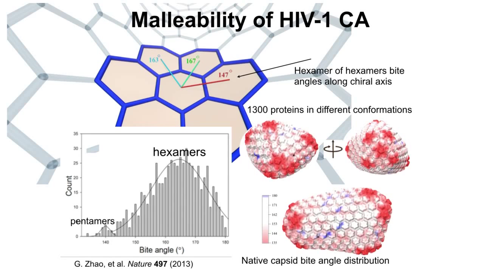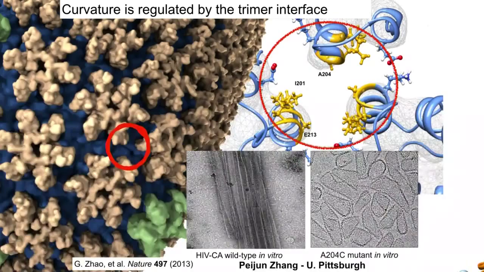One point I like to make about this capsid is it's not a sphere. It's not symmetric in any way. All of the little capsid proteins are in a completely different environment. There is not a good way to simplify this. You know, you can try. You can make models of things that look like this, but it's not going to tell you anything about how this actually works. We have different bite angles. We have different orientations. What regulates the curvature? Well, we know that it's something with this trimer interface because we actually have experimental feedback.